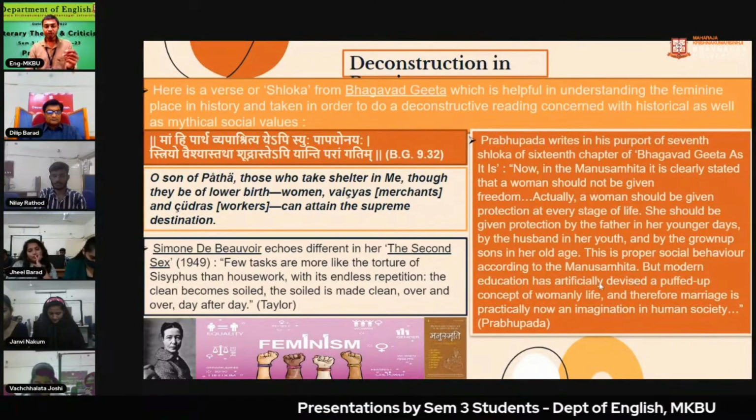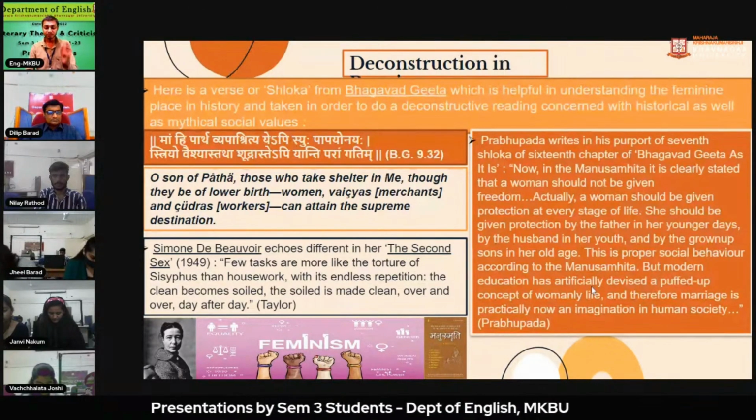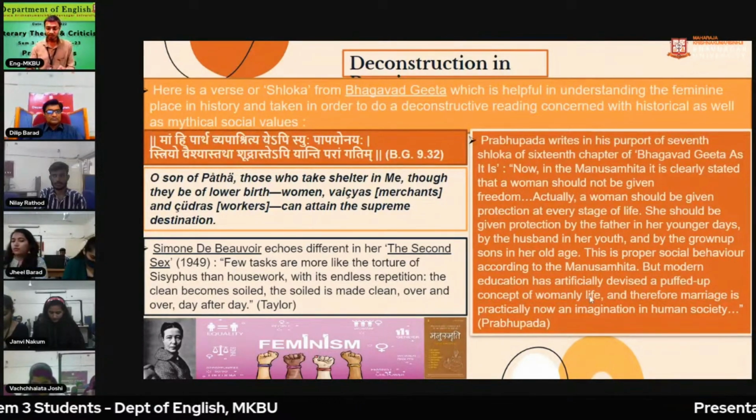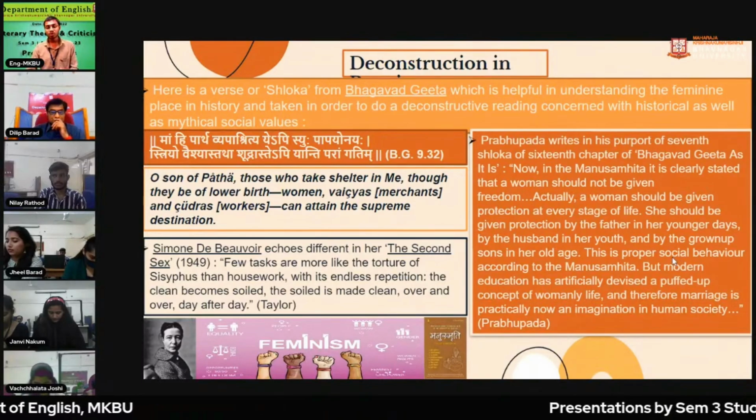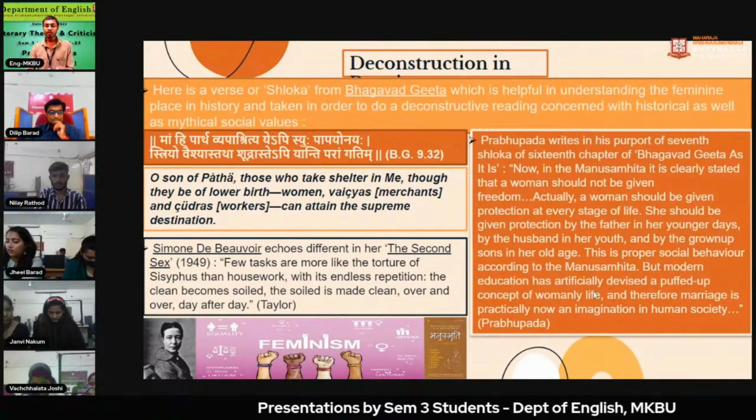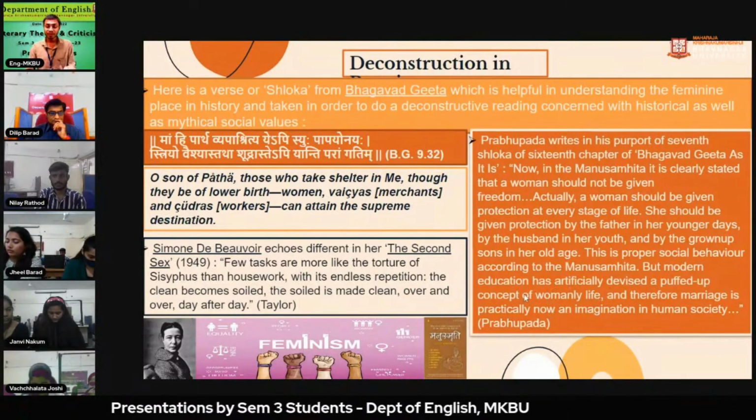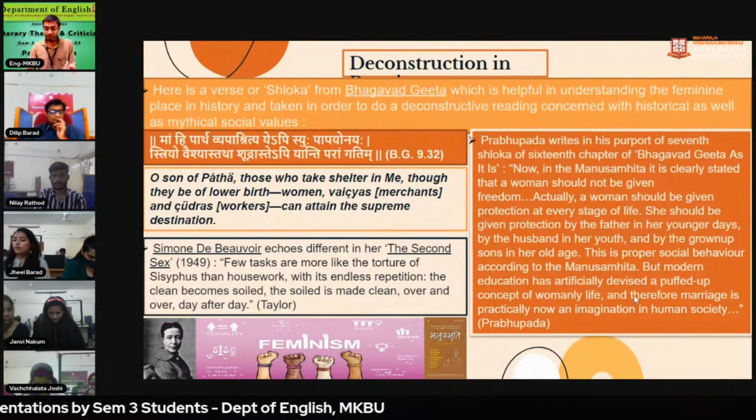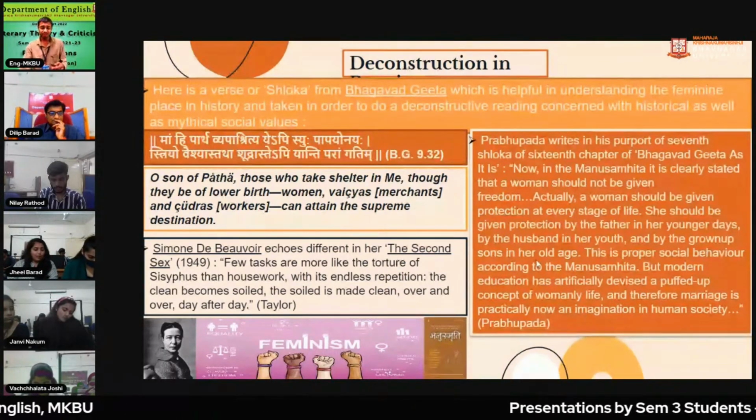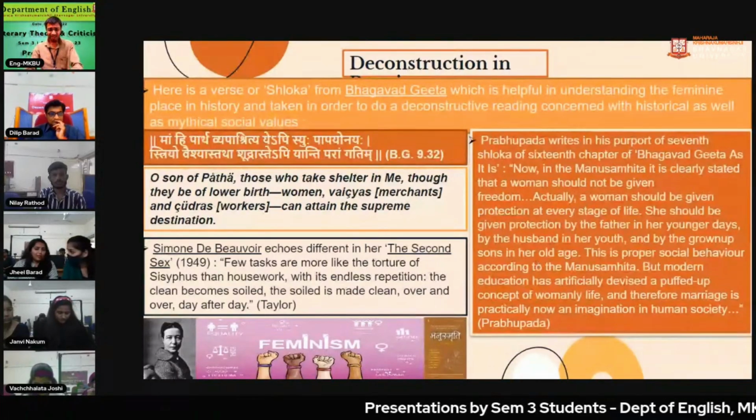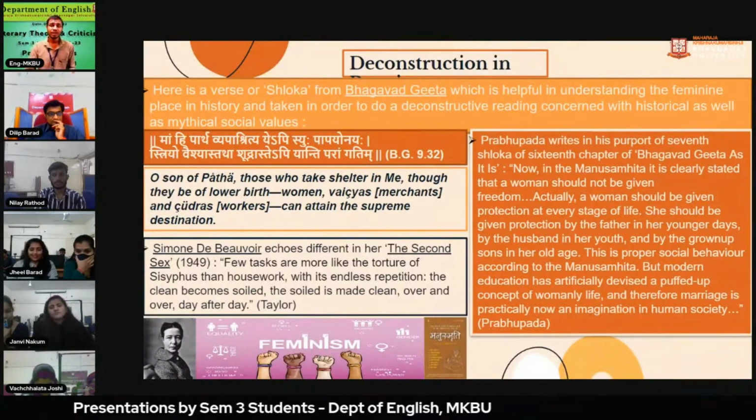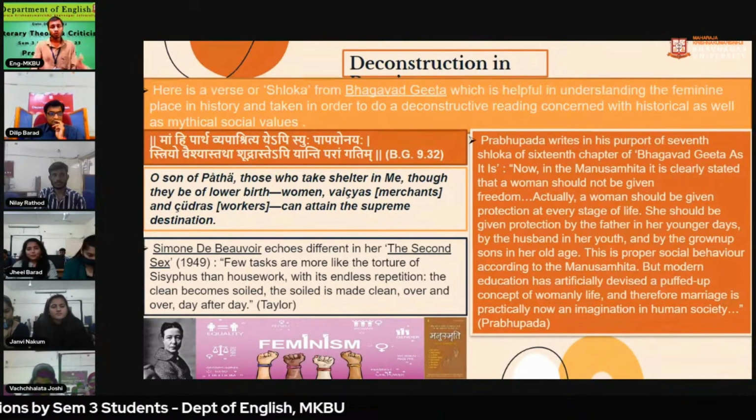But modern education has artificially devised a puffed up concept of womanly life. So feminism is indirectly being referred to, and he is also striking at this modern education system. Modern education has artificially devised a puffed up concept of womanly life, and therefore marriage is practically now an imagination in human society. So it seems from this argument that Prabhupada might be supporting the marriage system, and that women should remain in the closet of one's home. Okay, so that was the thing.